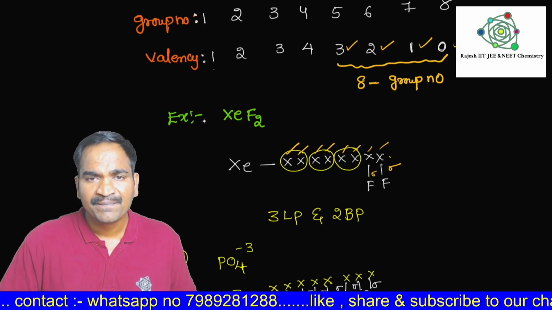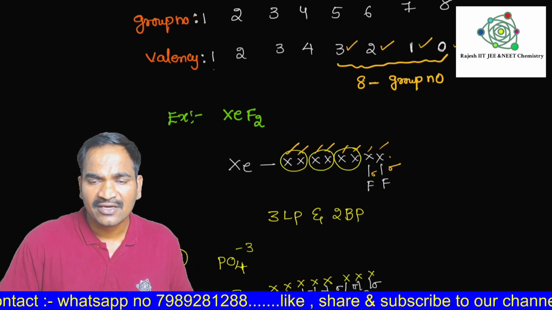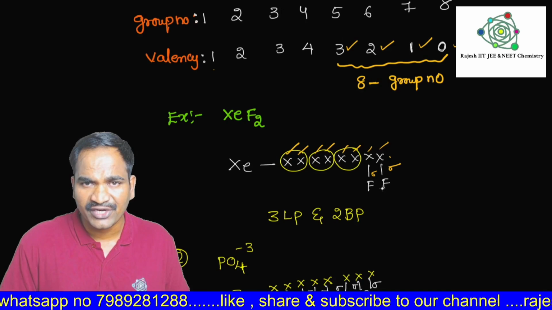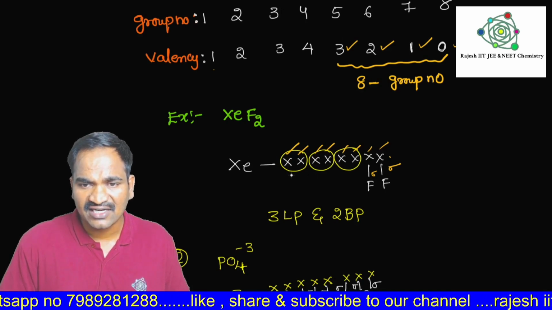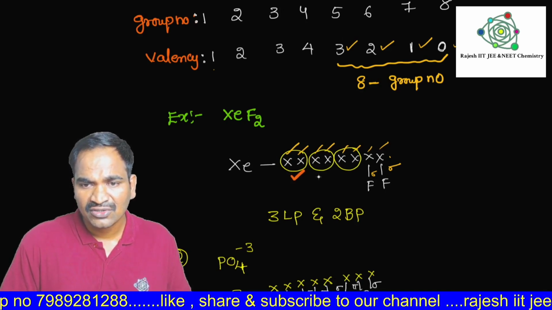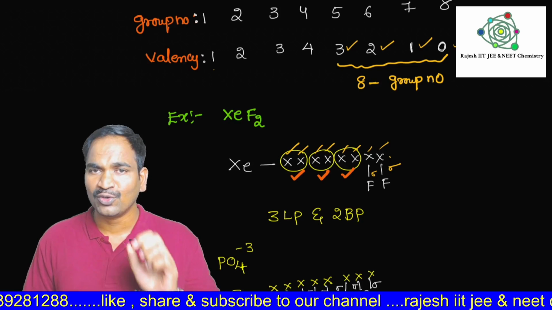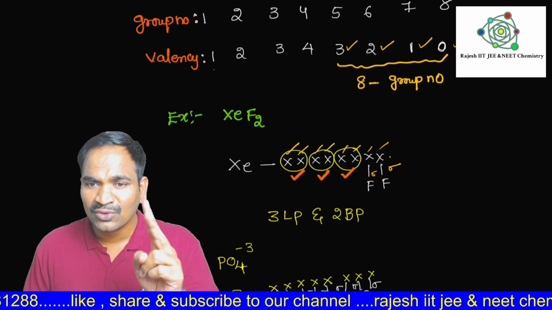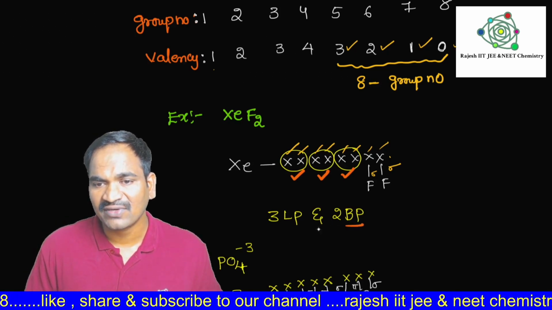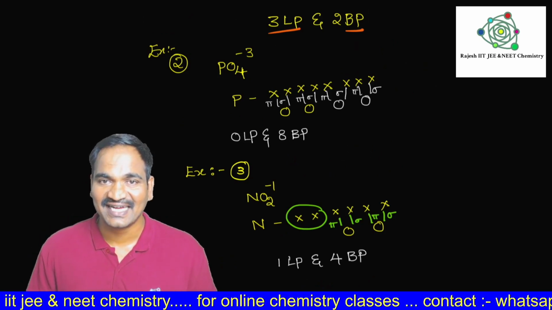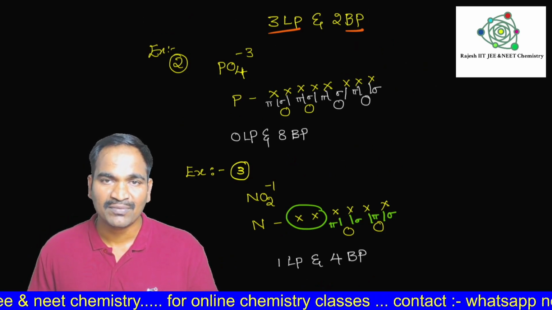So with 1 electron it can form 1 sigma bond, and with another electron another sigma bond. So how many lone pairs remain here? 2 electrons are bonded with 2 fluorines. The remaining 6 electrons mean 1 lone pair, a second lone pair, a third lone pair. So 3 lone pairs and 2 bond pairs. You have to calculate like this. Have you got it?